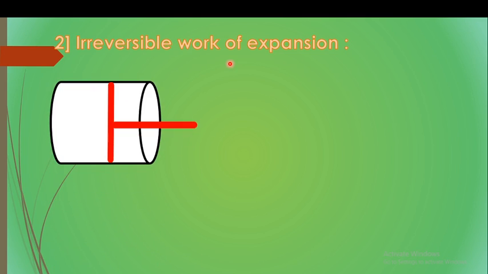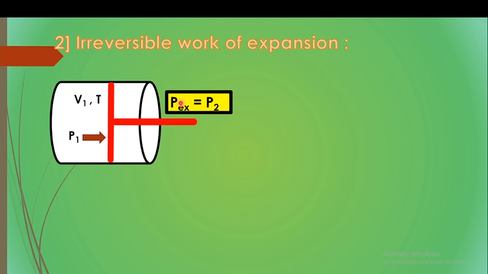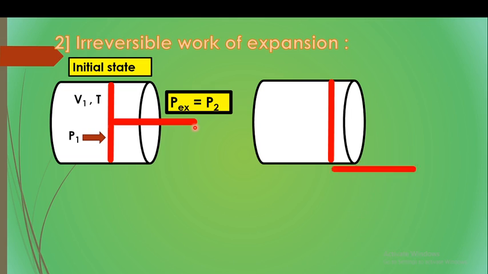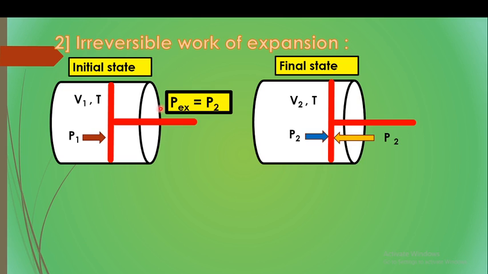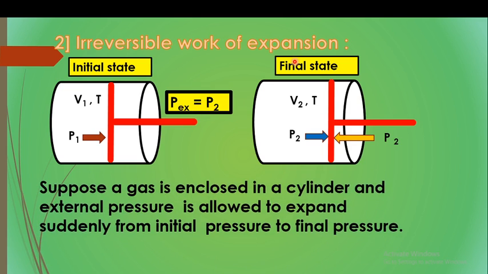Consider this. Gas is enclosed in a cylinder having pressure P1, volume V1, and the temperature is constant. The external pressure, P external, is equal to P2. This is the initial state. In the final state, the same gas is enclosed in a cylinder, the pressure changes to P2, the volume changes to V2, and the temperature remains constant. Here the external pressure is equal to P2. This is the final state.